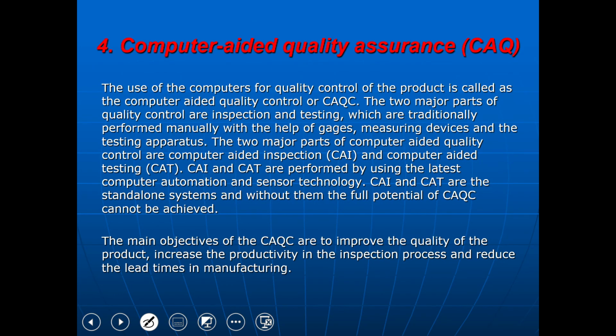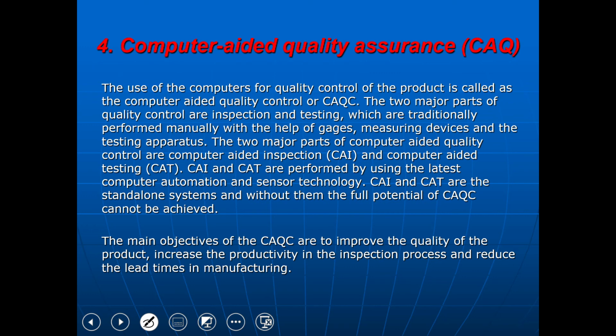And then computer aided quality assurance, CAQ. This is for quality: the use of computers for quality control of the product is called computer aided quality control, or CAQC. The two major parts of quality control are inspection and testing, which are traditionally performed manually with the help of gauges. Manually, we do gauging or measure the device in the last operation unit. But with the computer aided quality control, there are the computer aided inspection, CAI, and the computer aided testing, CAT.